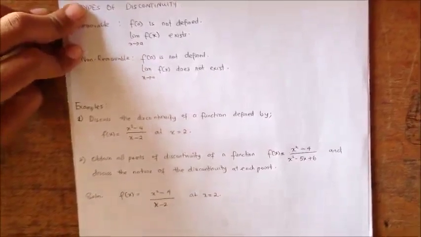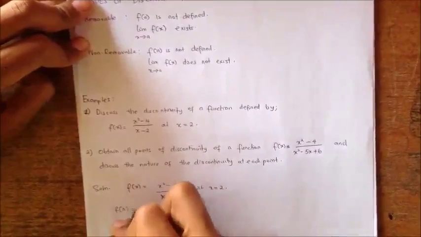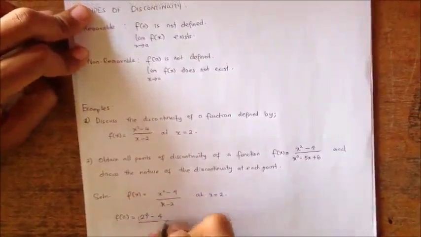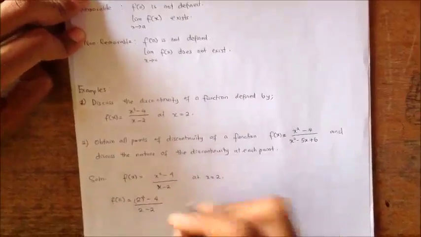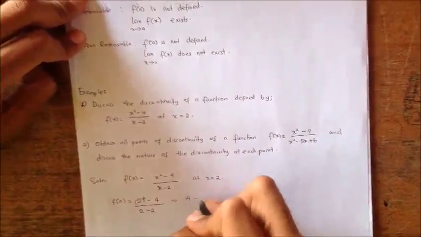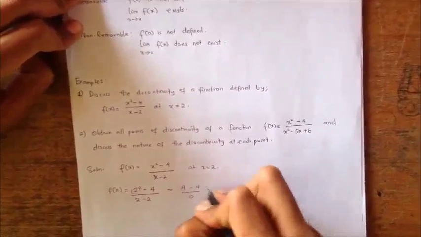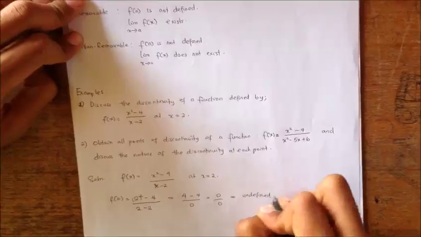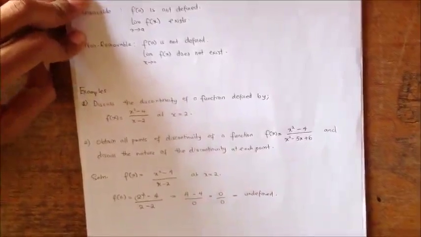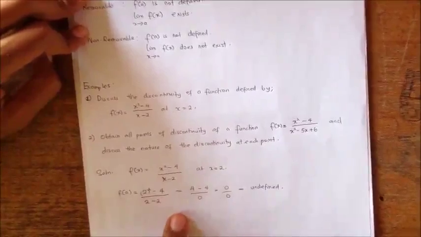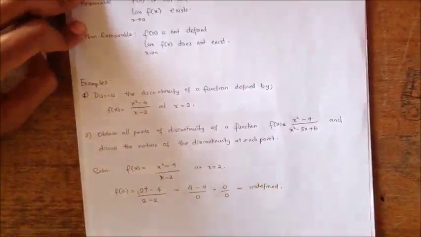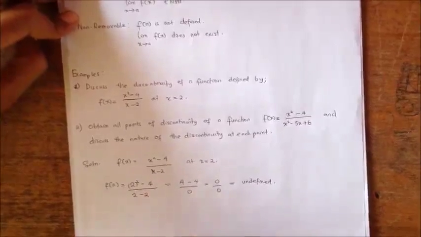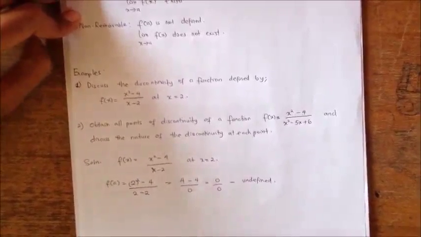First we find f of a, we said. So our f of a is equal to 2 squared minus 4 divided by 2 minus 2. So this is just 4 minus 4 divided by 0. This is 0 divided by 0. So we see this is undefined. So f of a does not exist. So we already know that this function is not continuous, it is discontinuous because f of a does not exist, so it can't be equal to the limit. But does the limit exist? That's what we check next to know if it's removable or not.